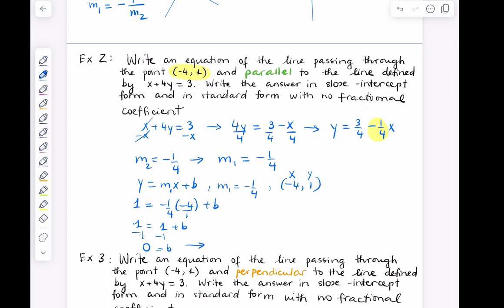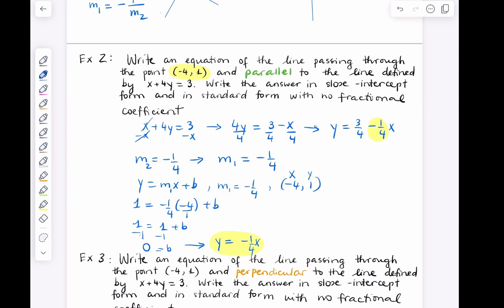So the equation of the line should be y equals -1/4 times x plus b, which is plus 0, but we don't have to write that. So let's just leave the answer this way. So there's the slope-intercept form.